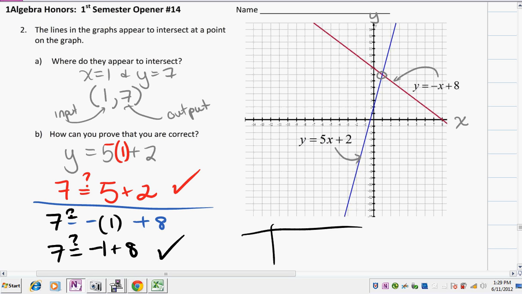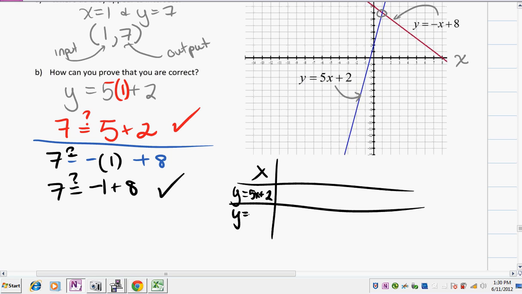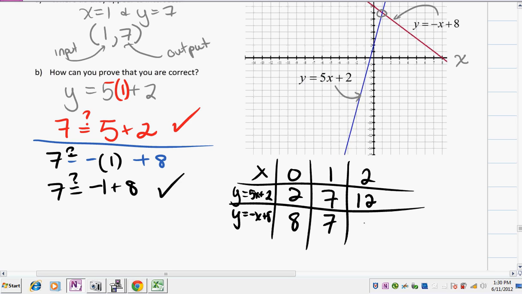So if you looked at it in tabular form, in a table, let's write it out. So my x value, this is y equals 5x plus 2, and this is y equals negative x plus 8. So when x is 0, this is 2 and this is 8. But when x is 1, these are both 7. And when x is 2, that's 12 and that's 6.